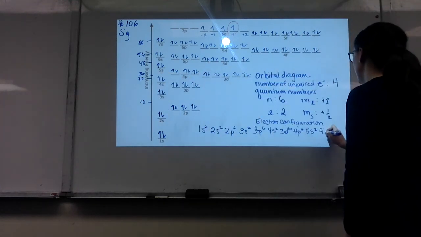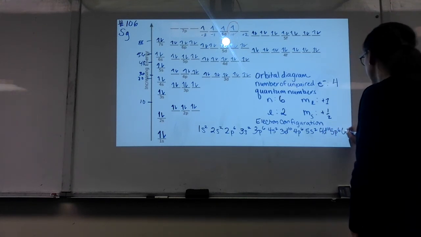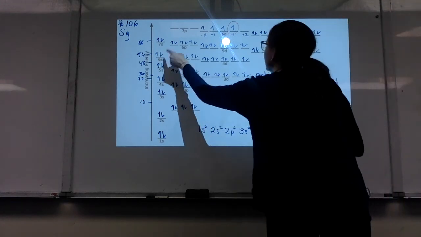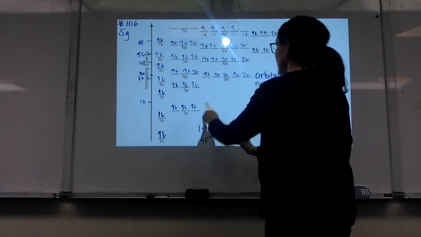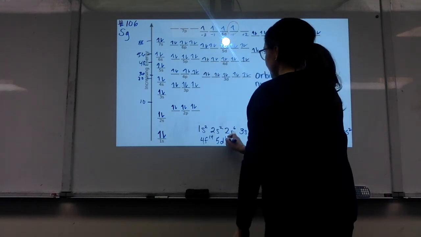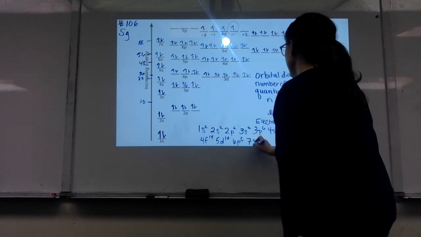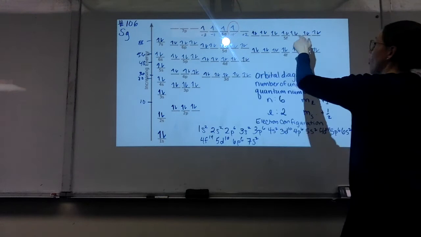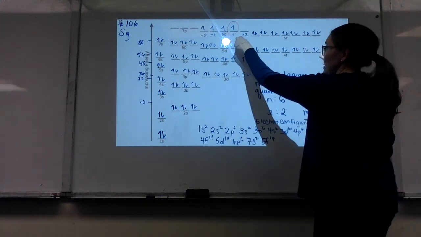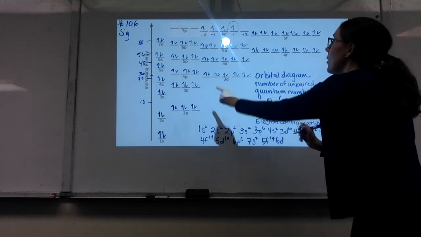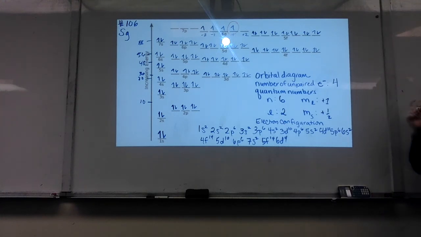Next comes 4d10, 5p6, 6s2. After 6s was the 4f, 4f14, 5d10, 6p6, 7s2, all the way over, 5f14, and then finally 6d1, 2, 3, 4. So that is your complete electron configuration.